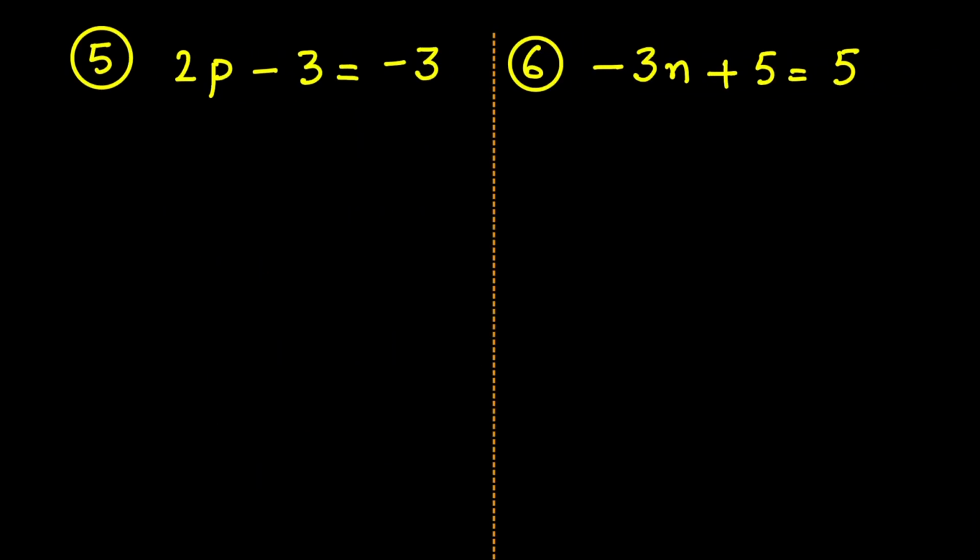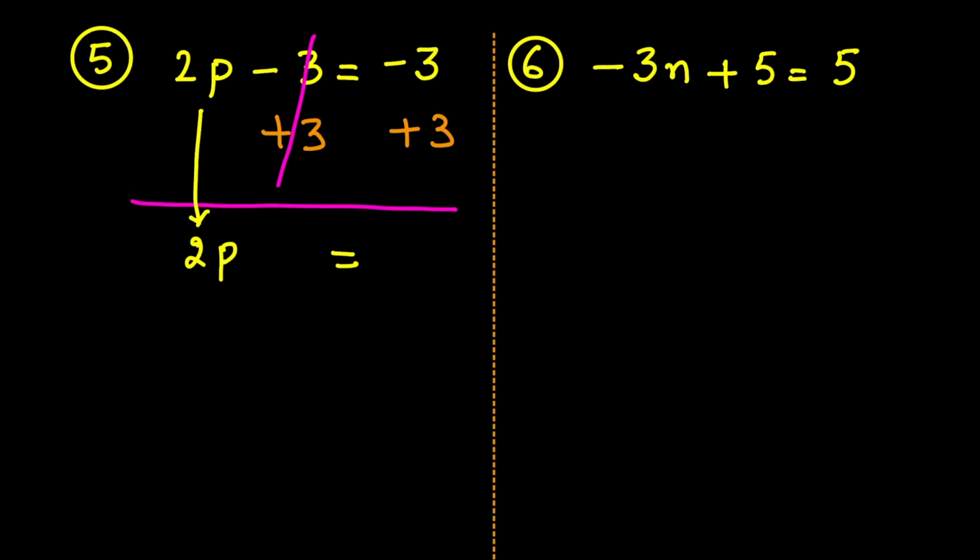Example 5. The variable we can see here is p. The coefficient is positive. Here we have a minus 3. So doing the opposite operation, we add 3 on both sides. Minus 3 and 3 cancel out. So we write here 2p equals, minus 3 and plus 3 basically also cancel out, or we can write minus 3 plus 3 as 0. So we get 2p equals 0.